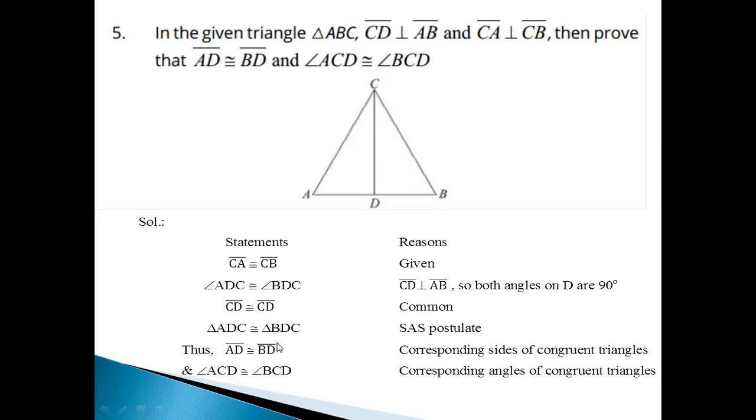If two triangles are congruent, so remember one thing, all its sides, all its angles will be congruent. So AD will be congruent to BD, and we write the reason: corresponding sides of congruent triangles. Again, angle ACD will be congruent to angle BCD, and the reason is corresponding angles of congruent triangles. Once you prove that both the triangles are congruent, all its sides, all its angles will be congruent.